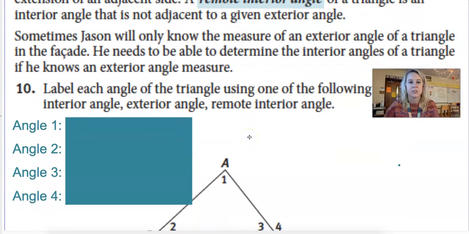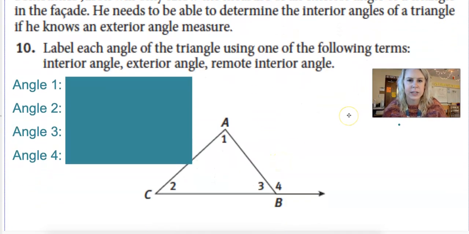Sometimes Jason will only know the measure of an exterior angle of a triangle on the facade. He needs to be able to determine the interior angles of the triangle if he knows an exterior angle. So if we know an outside angle, I can figure out the inside of the triangle. Let's do this together to help you learn some vocabulary. Label each of the angles of the triangle using one of the following terms: is it an interior angle, an exterior angle, or a remote interior angle? Let's go over this.